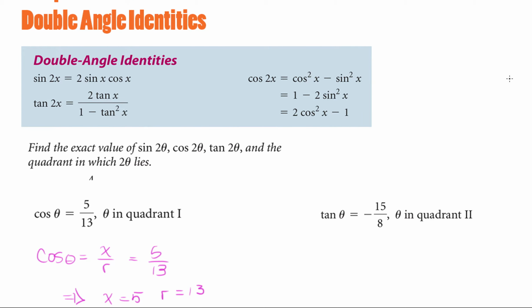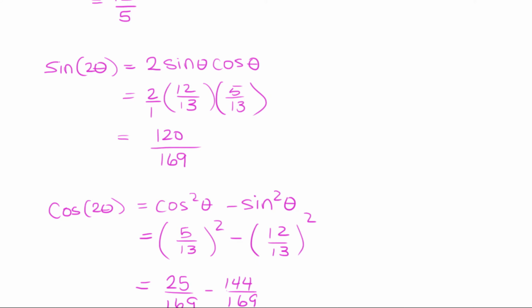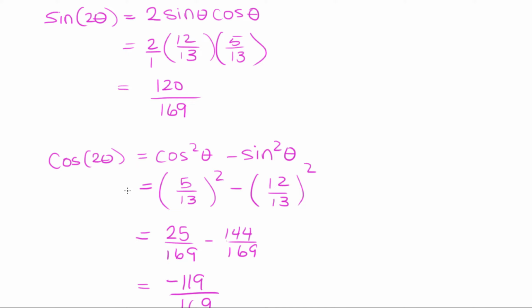Now they're asking us where does 2 theta lie? Well, again, if cosine of 2 theta is a negative number, right? This is negative, and sine is positive, that means that 2 theta belongs in the second quadrant.